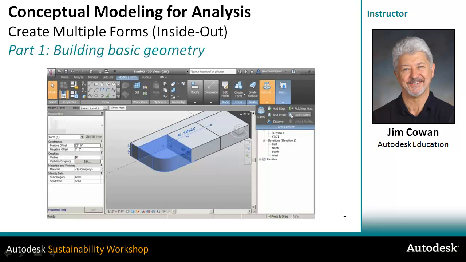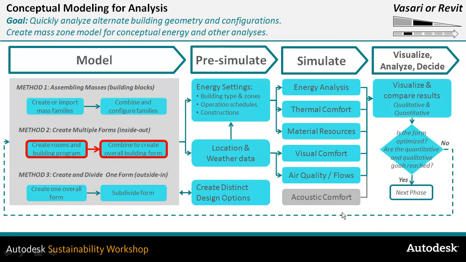You have the option of creating multiple forms within a mass family. So you could actually draft individual classrooms, corridor, assembly room, working from the inside out to create your building. You're really drafting activities in place, and you've got the option of doing this in your model either as an in-place mass inside a project or in a mass family where you're drafting the individual activities.